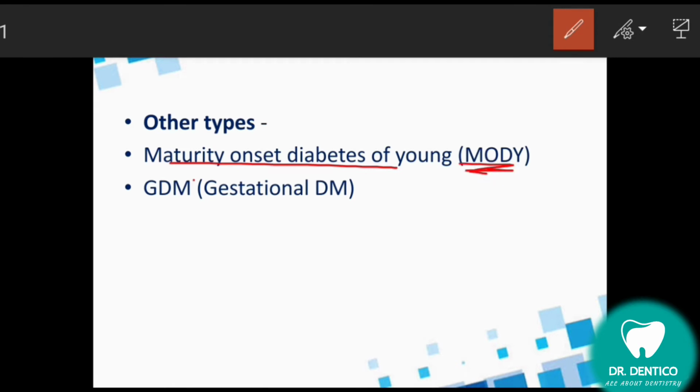Then another type is GDM, also known as gestational diabetes mellitus. It is seen in women at the time of pregnancy, and due to GDM there are increased chances of diabetes mellitus type 2.